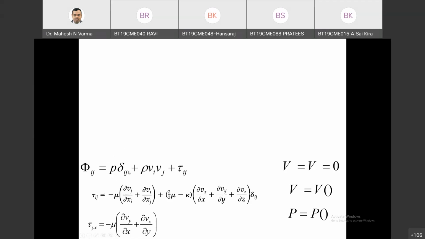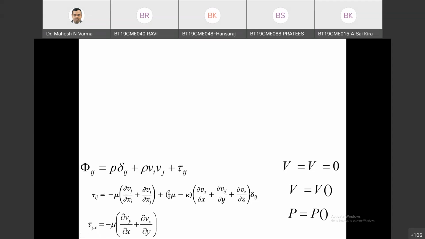This is the molecular momentum flux because of pressure forces. This is the molecular momentum flux because of viscous forces, and this is the convective flux. I varies over x, y, z, and j varies over x, y, z, all three directions. And this is the generalized Newton's law of viscosity, which equals minus mu times (del V plus del V transpose) plus 2/3 mu minus kappa times (del dot V), and this will not be considered in most of the cases in chemical engineering.